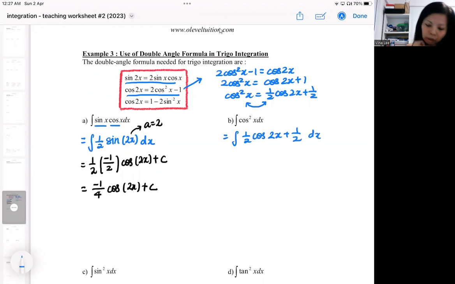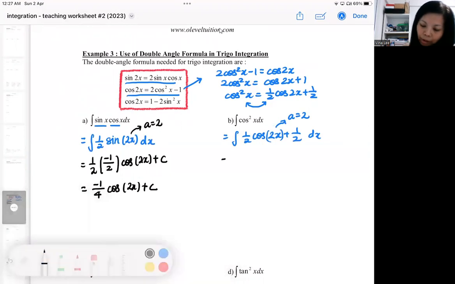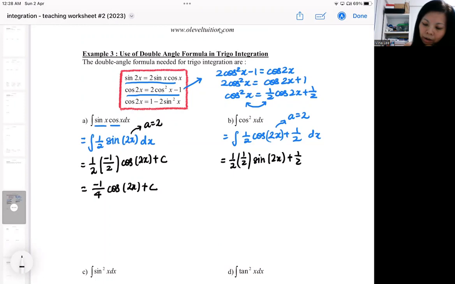Because if I can do this, I will get to the part of the second block of formula where a is 2. So because of the twisting, I can get back to the basic block of formula. Then I go on for my integration. So I will get a 1 over 2 sine 2x plus half x plus c. So that's it.